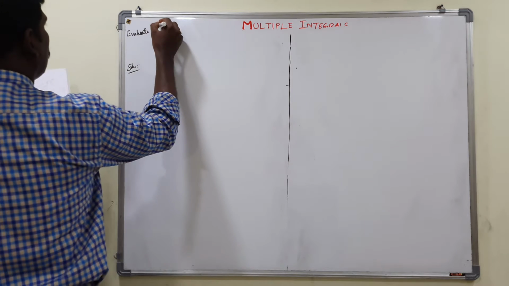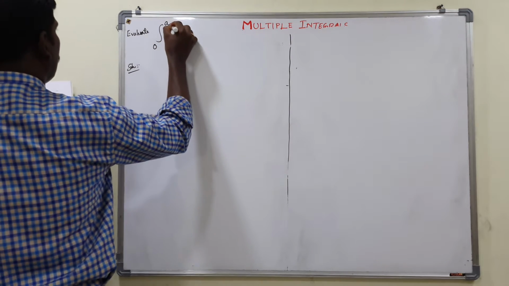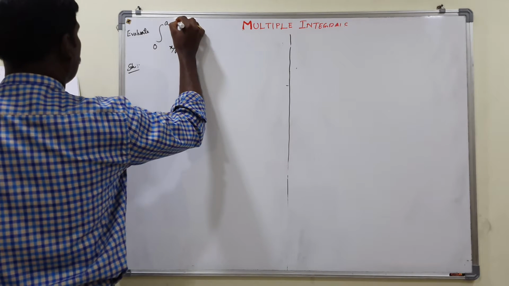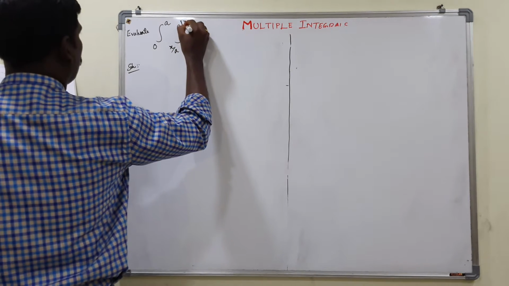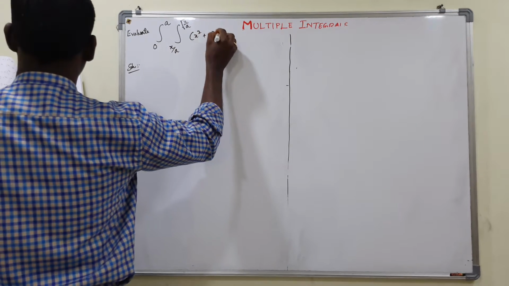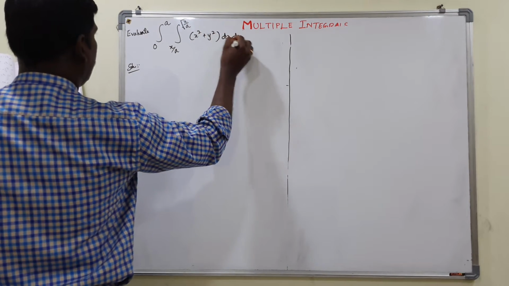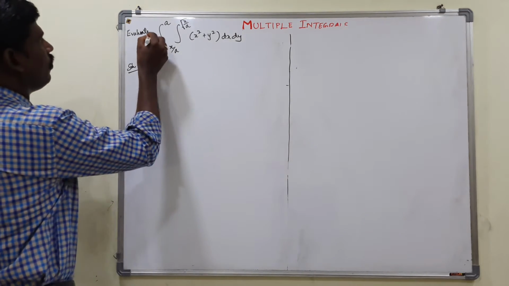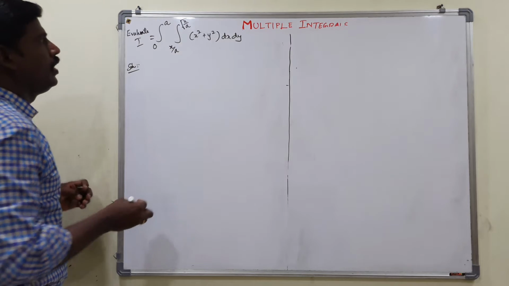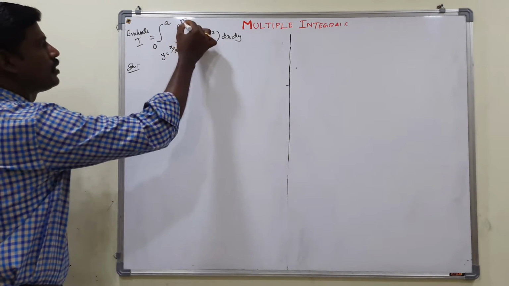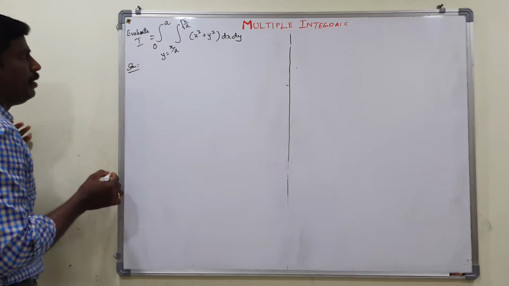Next one. Evaluate integral 0 to a, integral x by a to root of x by a, x square plus y square into dx dy. Right? So let us take the given integral as I. This limit is a function of x, so this can be taken as the limit of y.